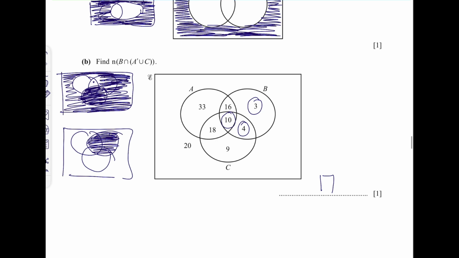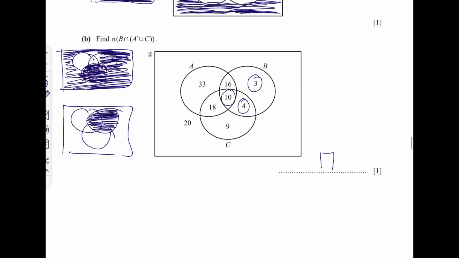You can think of it logically. That is, you have to find the number of elements that are not in A and also those in C, or those in C. Just have to add up all of them and see how many of these are in B.